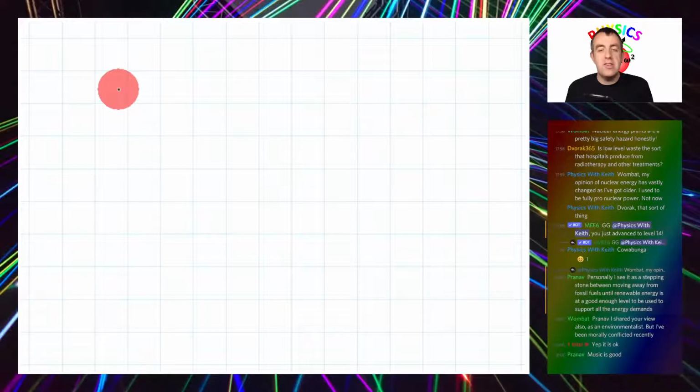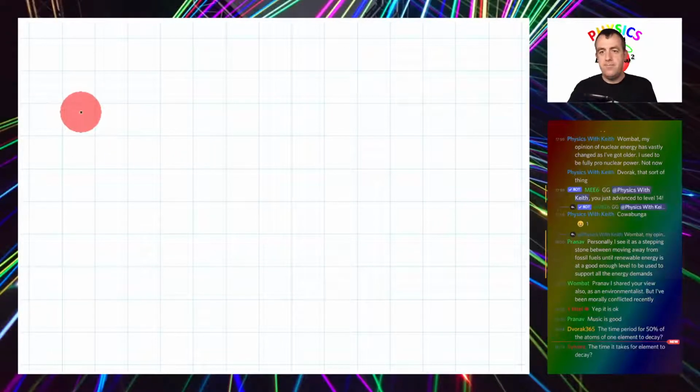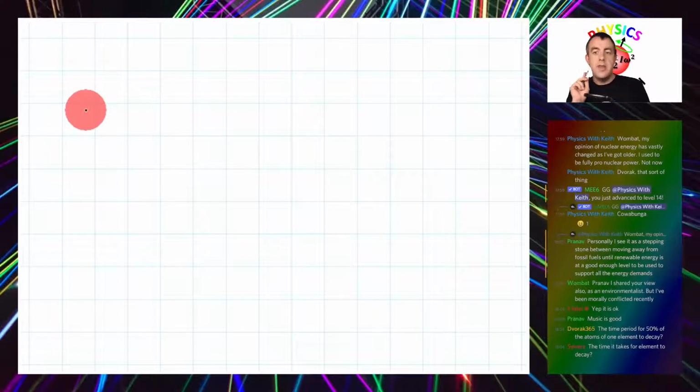I can see at least one GCSE student is typing an answer to what they think Half-Life is. That's good. Doesn't need to be a long answer. Doesn't need to be a long definition. Okay, so we've got two answers there so far. We've got Zise saying the time period for 50% of the atoms of one element to decay.